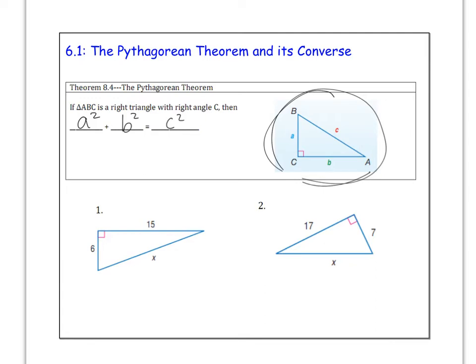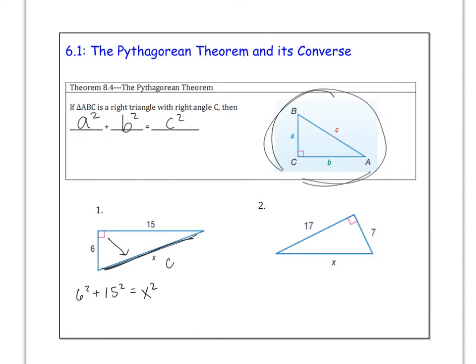Why don't you take a second and see if you can set up the equation for number 1. Pause the video and write the equation. It should be 6 squared plus 15 squared equals x squared. Remember, the a and the b are the two legs, and the c is always across from the 90-degree side. It's called the hypotenuse. So in this case, the x is our c. You can put a c or an x. I'm just going to use x because that's what the triangle has on it.